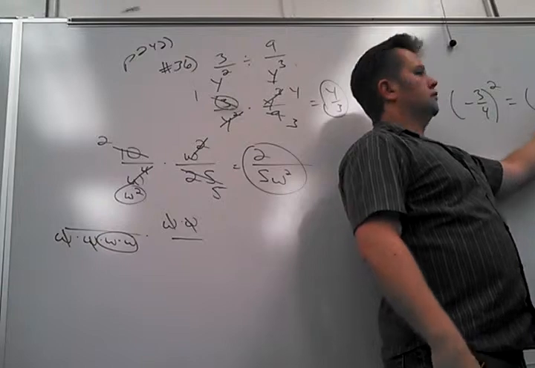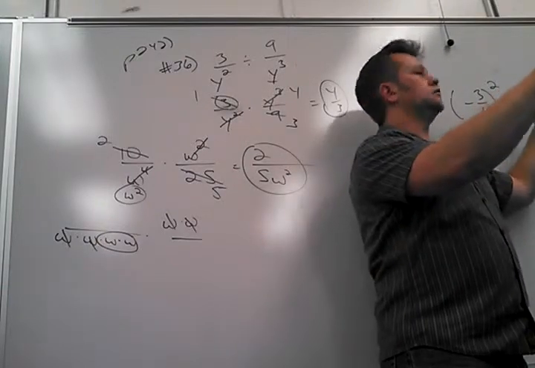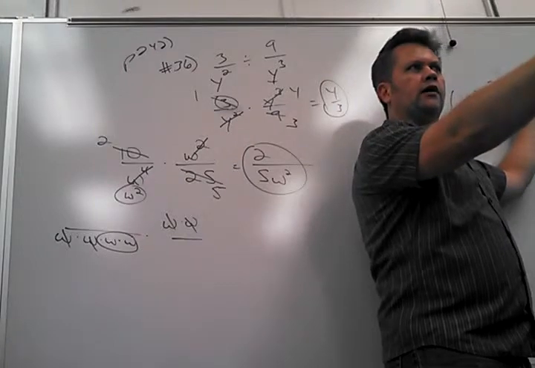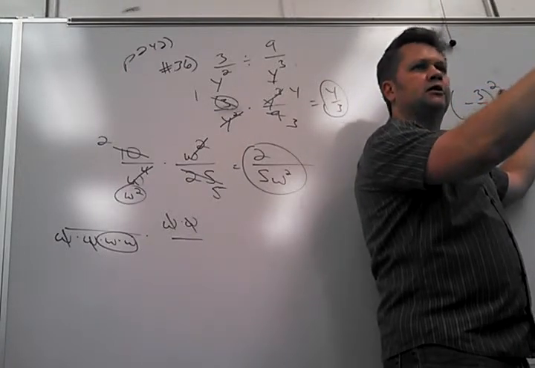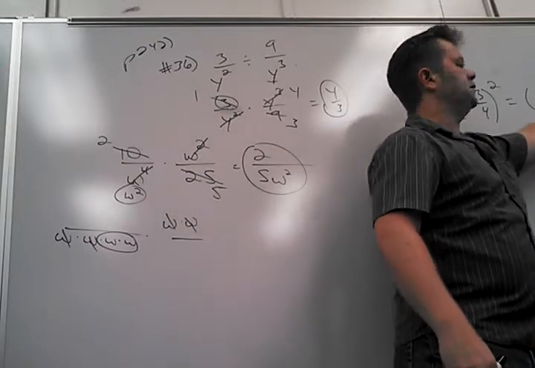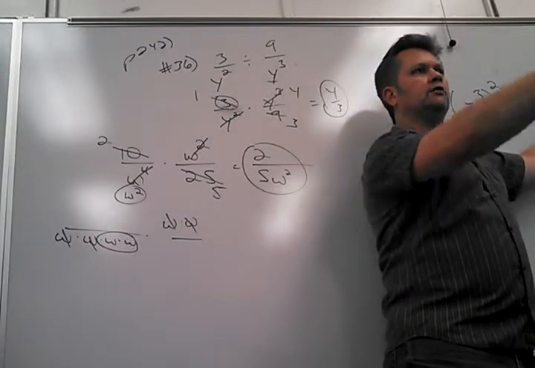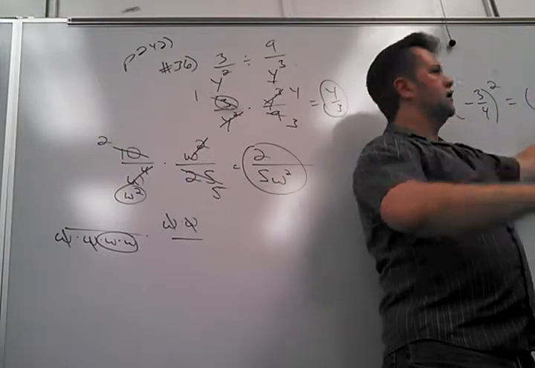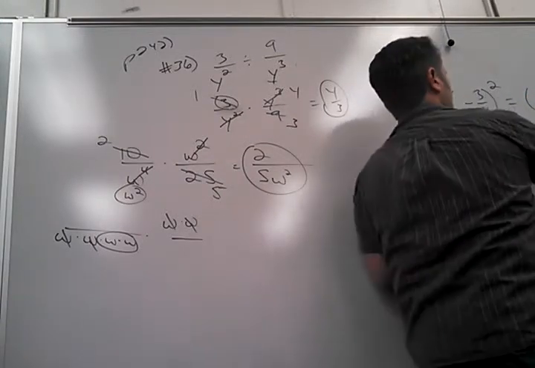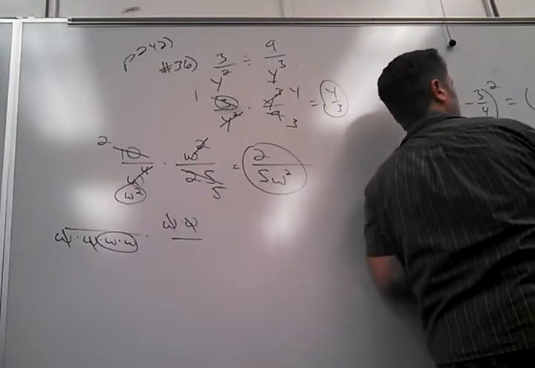You don't flip it. Why don't I flip it? Because exponents are based on multiplication, and I only flip when I have division. So that exponent means this times itself. It's times already. No flipping needed. It's not divided. So now I can just multiply. What's negative 3 times negative 3? 9. And what's 4 times 4?